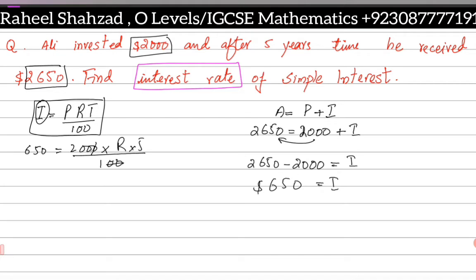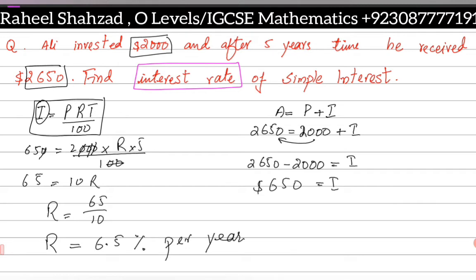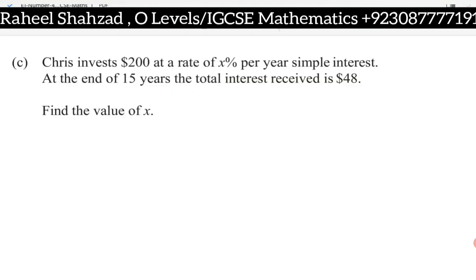After cancellation we have 10R equal to 65. So the interest rate will be 65 divided by 10, which is equal to 6.5% per year. Okay.